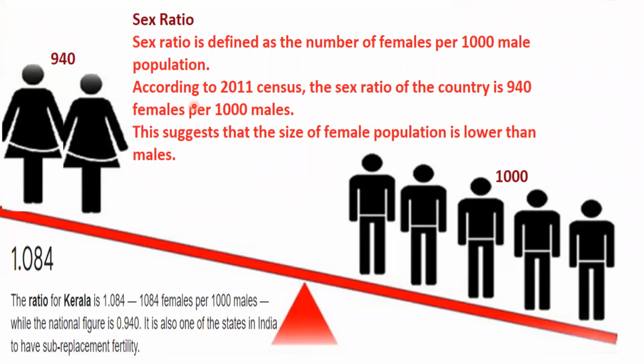Sex ratio. What is sex ratio? It is defined as the number of females per 1,000 male population. According to the 2011 census, the sex ratio of the country is 940 females per 1,000 males. This suggests that the size of the female population is lower than males. The ratio for Kerala is 1,084 females per 1,000 males, while the national figure is only 940 females per 1,000 males.